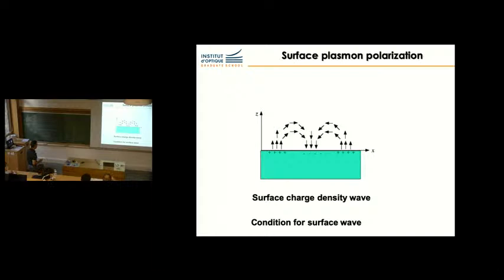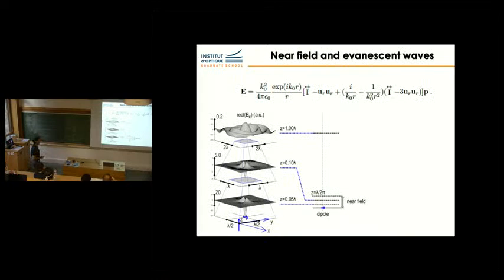So this condition for surface wave I already discussed. This is when K is larger than omega over c, so that we have exponential decay. Okay, so I just introduced this evanescent wave. Before, I would like to give you another picture about what is near field and what is the connection with evanescent waves. So this is a second way of discussing what is near field.